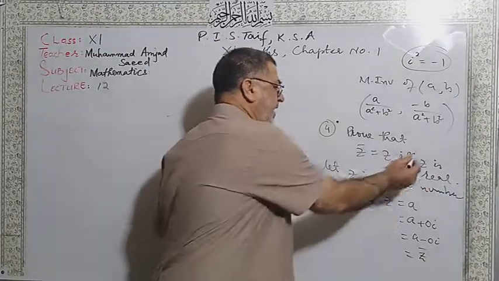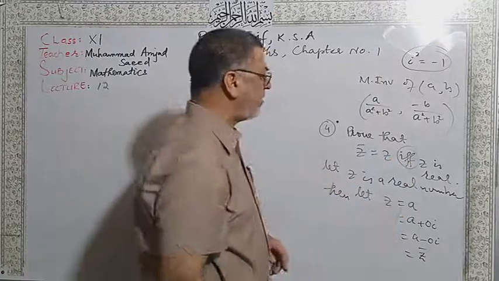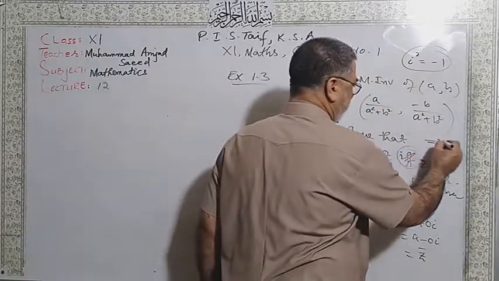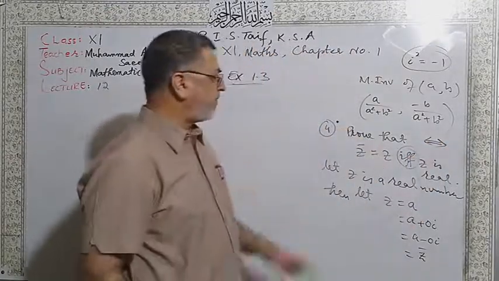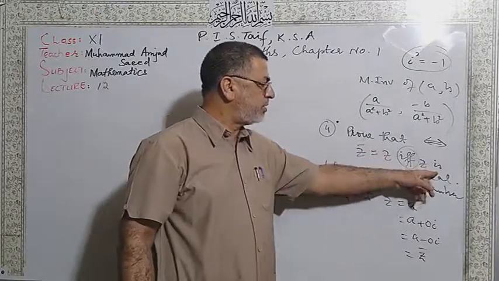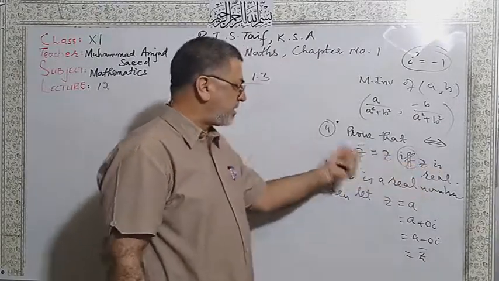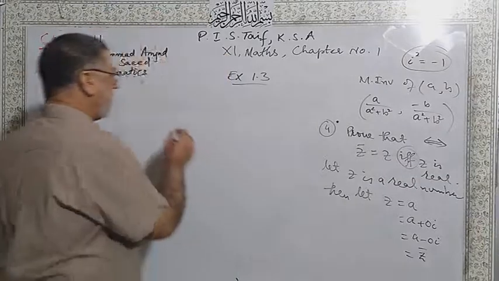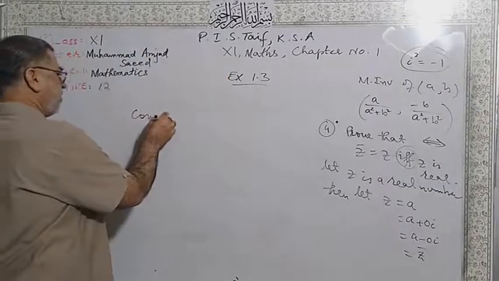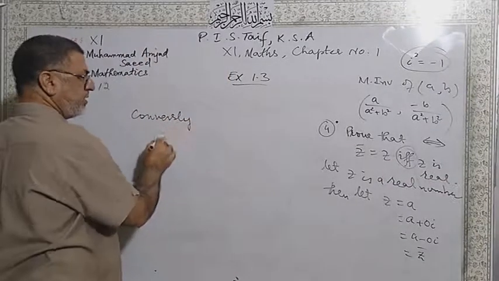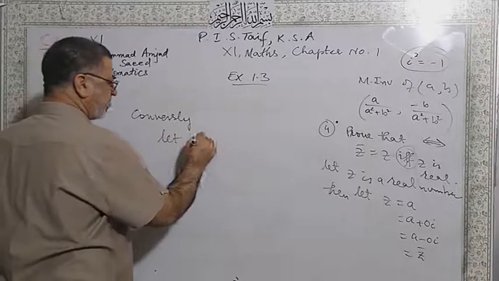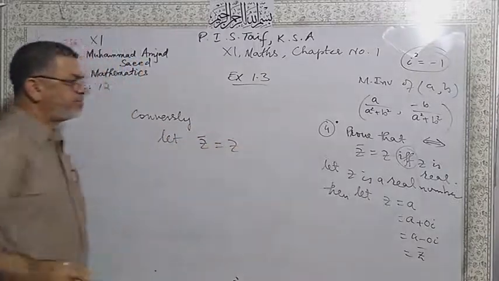Actually, this is known as if and only if. If and only if is a double implication. It means that if the first is true, then the second must be true, and if the second is true, the first must be true. Conversely, let z bar be equal to z.